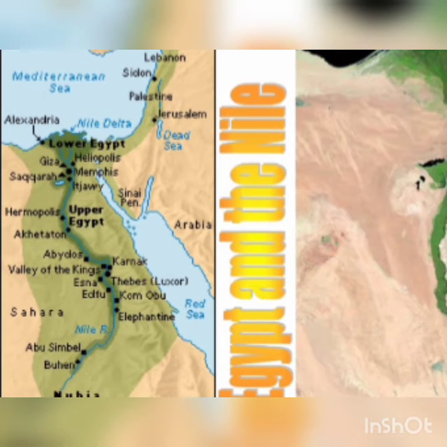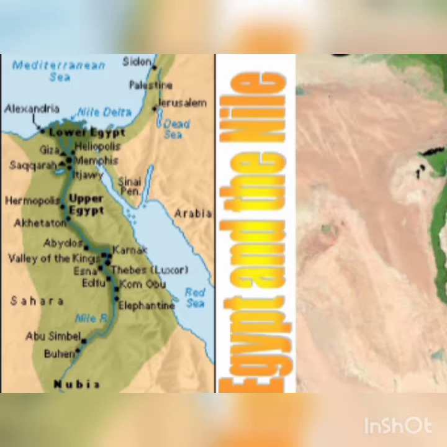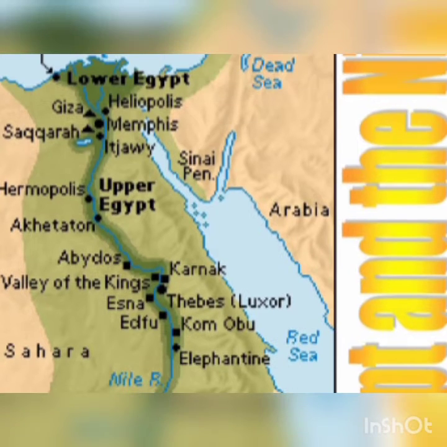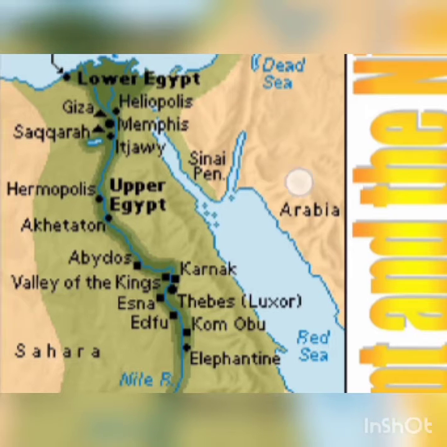See, lower to Egypt, we can find Heliopolis, then Giza, then Saqqara. Then nearby it is Jerusalem, then the Dead Sea, then Sinai. So these are the places where we can find. Egypt is divided into 3 kingdoms, that is the Old Kingdom, Middle Kingdom, and New Kingdom.